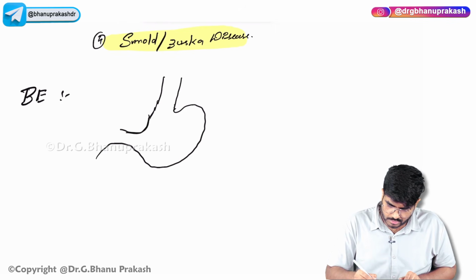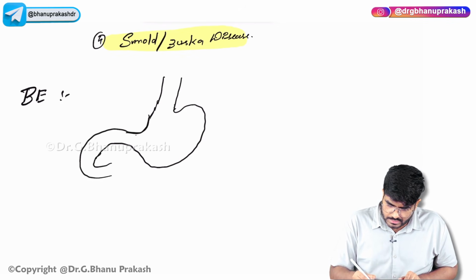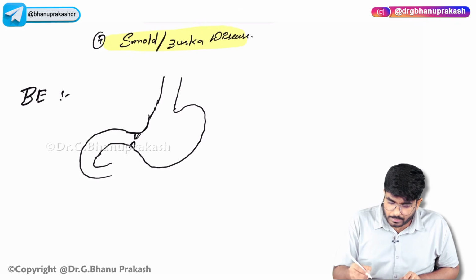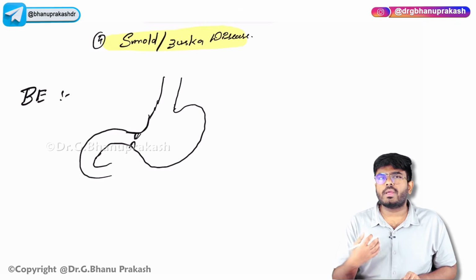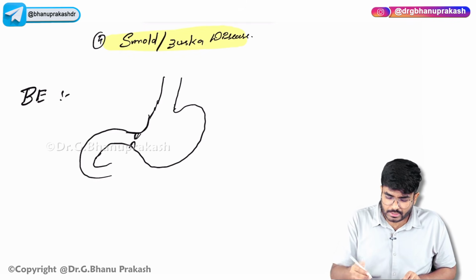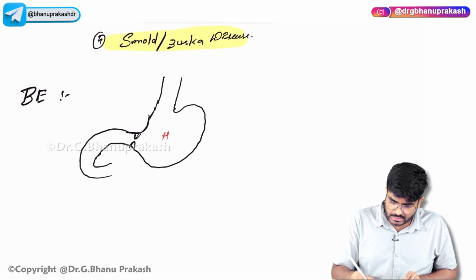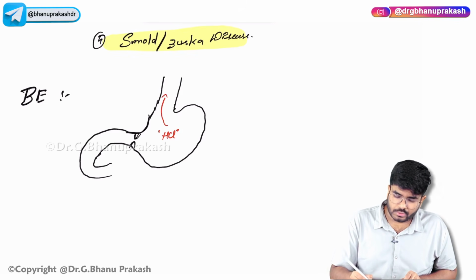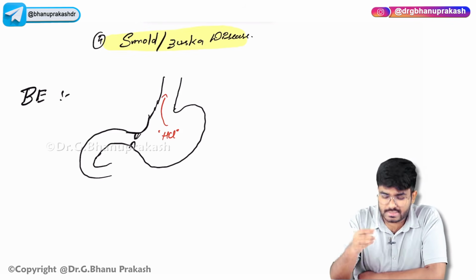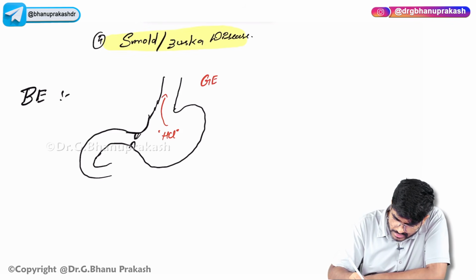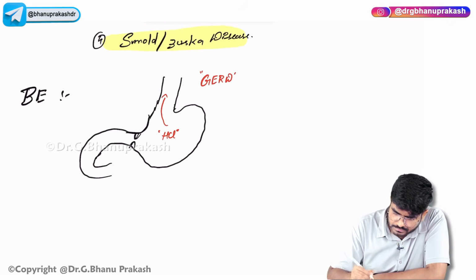Now, let us say this is the stomach. Here is the pyloric sphincter, and here is the stomach. Because of improper tone, or because of some damage, whatever the reason, if this acid, HCl, is regurgitating back into the esophagus, what is happening? There is GERD, gastroesophageal reflux disease.